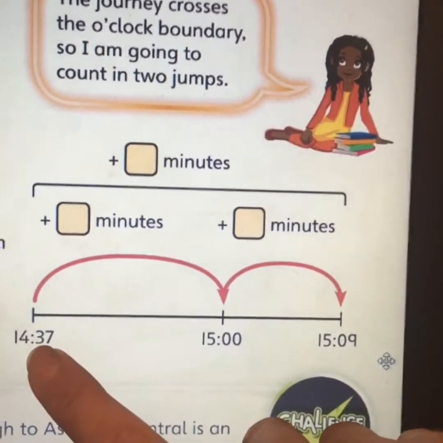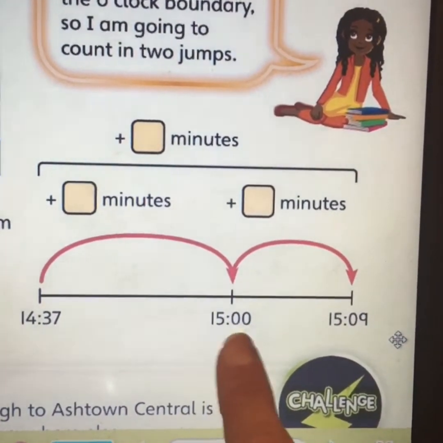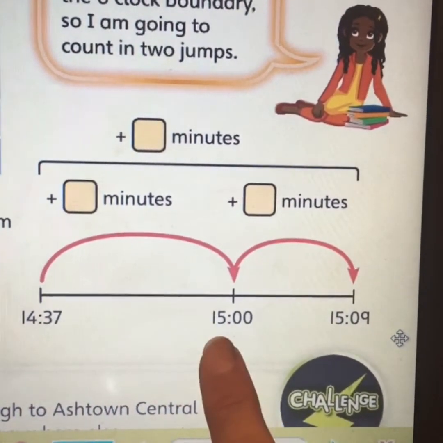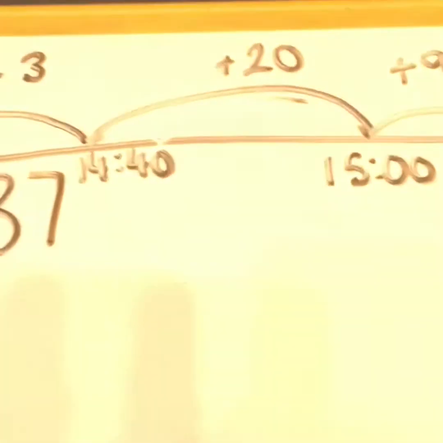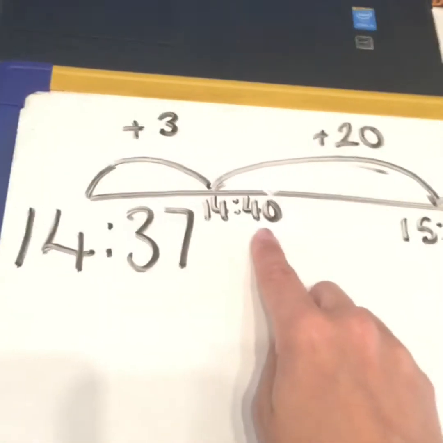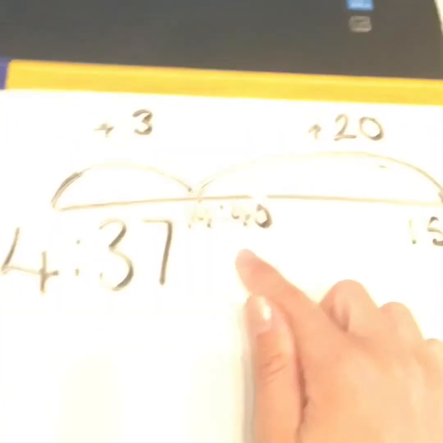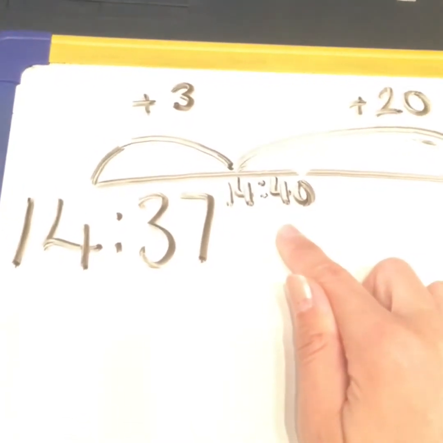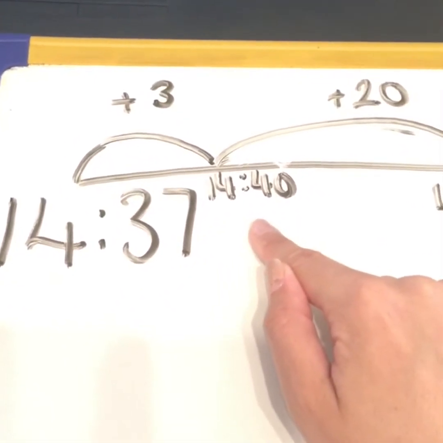So this one here has done one big jump to get from 14:37 to 15, so to get from 2:37 to 3 o'clock. And if you can do that in your head, fantastic. If you can't, I'm going to show you how I've done it here. So 14:37, I want to get to 14:40. It's going to help me to get to a multiple of 10. So I'm going to add 3 minutes to get from 14:37 to 14:40.